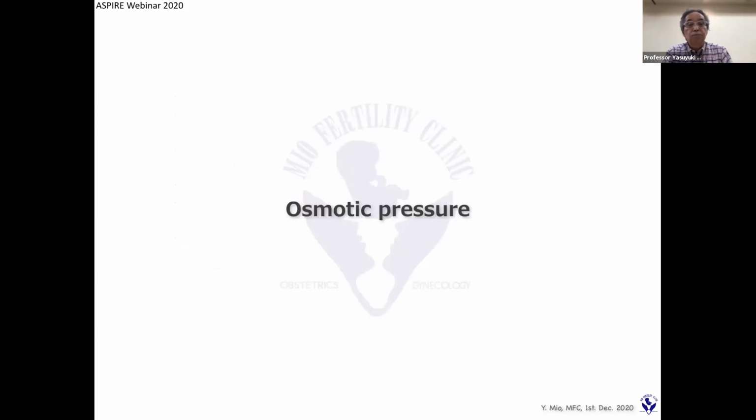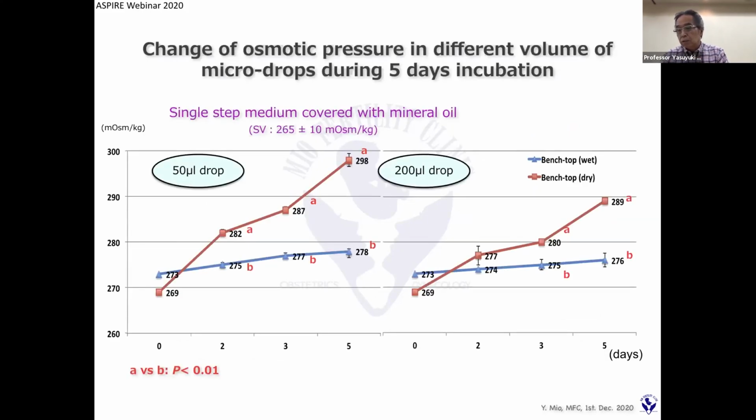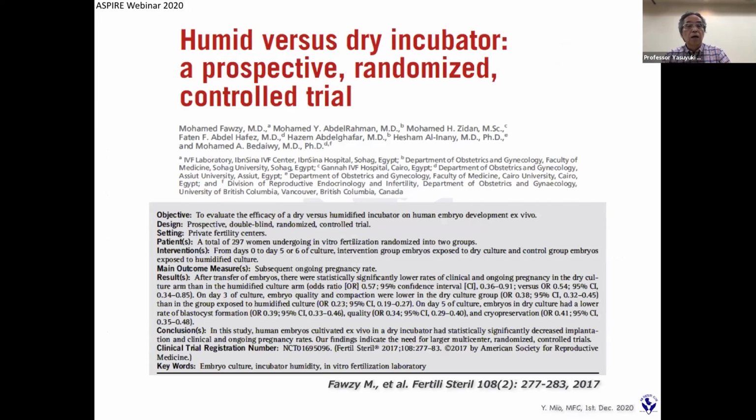Then I would like to move on to the osmotic pressure. This is our preliminary data regarding the change of osmotic pressure captured in wet, blue line, and dry, red line, incubators. Surprisingly, the osmotic pressure in a dry incubator, red line, significantly increased within a 5 days period, irrespective of the drop size. Around the same time, we found osmolality rise.